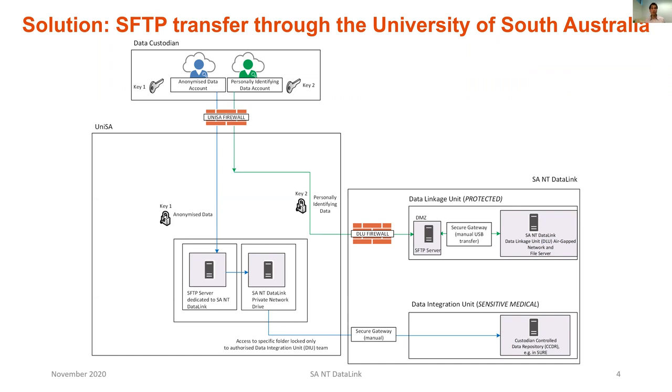We could probably implement this for under 2,000 Australian dollars per year. Then SFTP is a standard technology, relatively easy to adopt by data providers. And thirdly, SANT DataLink and its host organization have full control over the process.